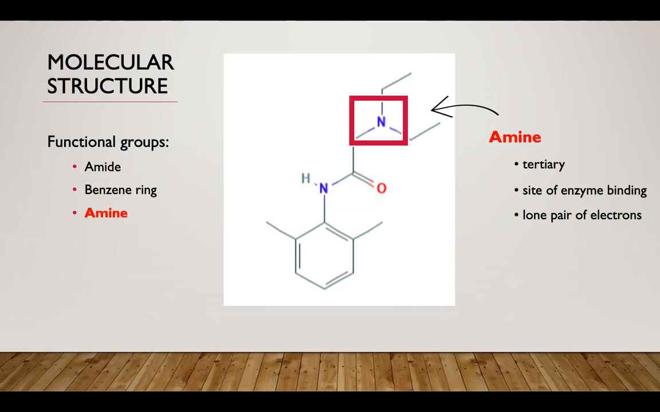The last functional group found on lidocaine is a tertiary amine because it is bonded to 3 carbon substituents as seen in the picture. This amine is essential to lidocaine's function because it is the site of enzyme binding. The nitrogen bears a lone pair of electrons, which will be discussed in just a moment when talking about the molecule's solubility.